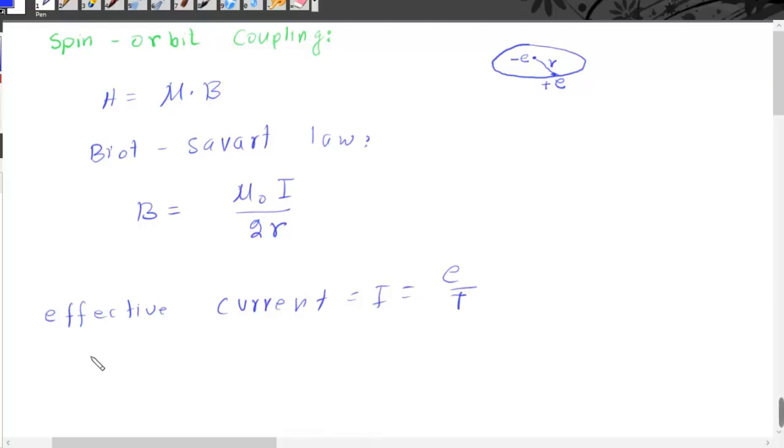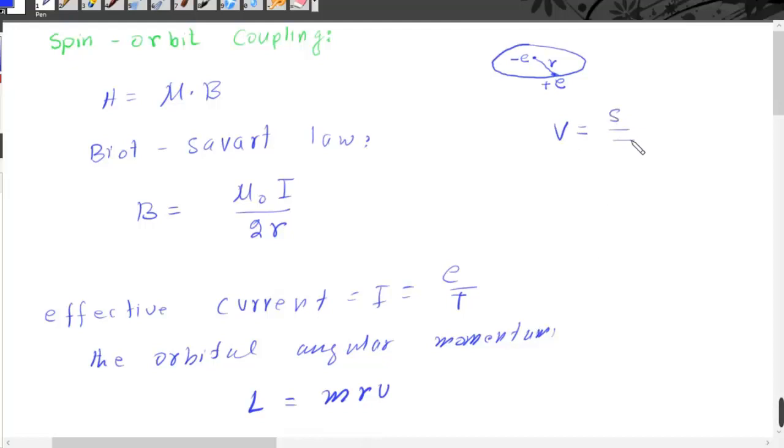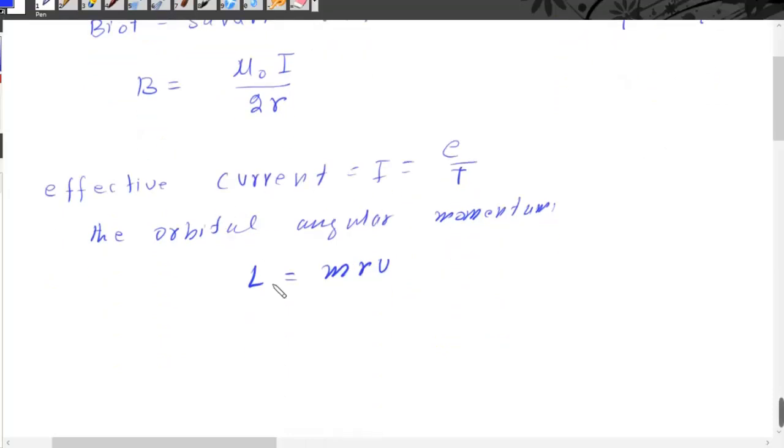Now the orbital angular momentum is L = m r v, where v is equal to s divided by T, and s is the circumference of this circle, or the distance around the circle. So v = 2πr/T. Putting this in, we get L = m r (2πr/T), which equals 2π m r² / T.